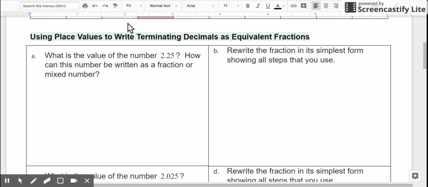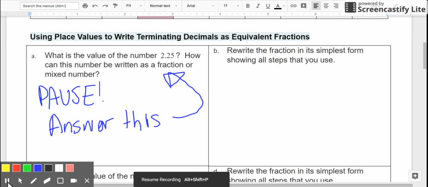Take a moment to look at part A on your own. Part A says, what is the value of the number 2.25? How can this number be written as a fraction or mixed number? Pause the video right now to answer part A.